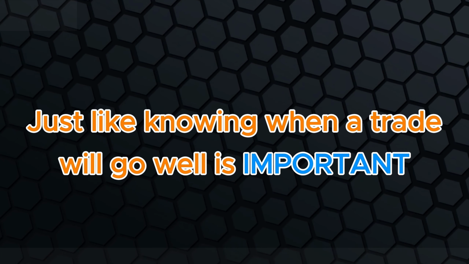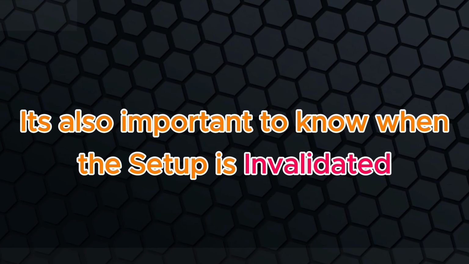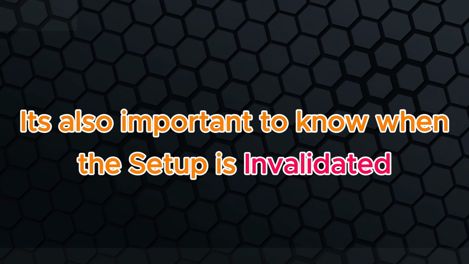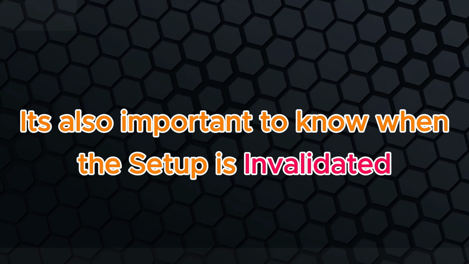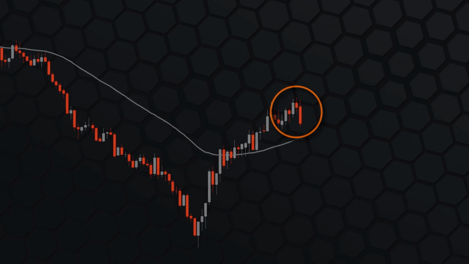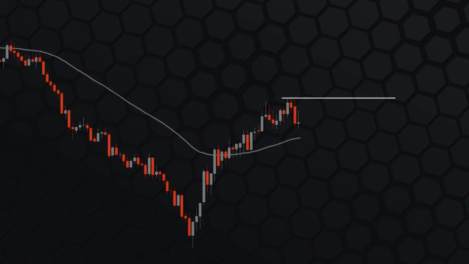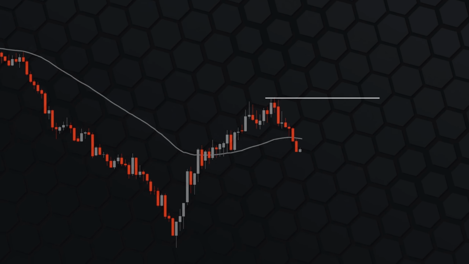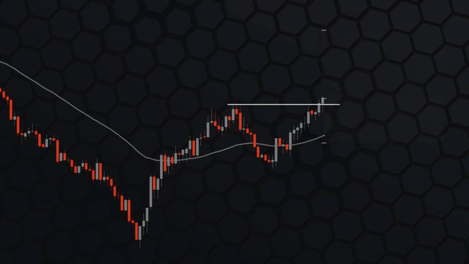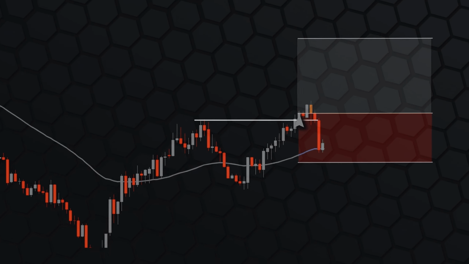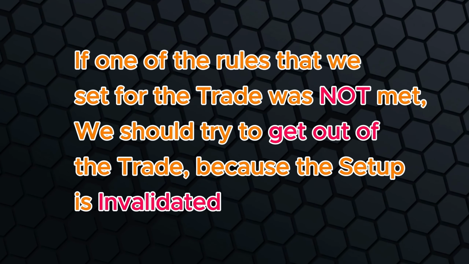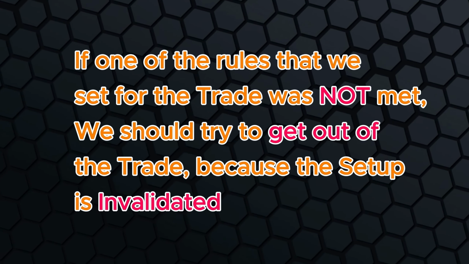Just like knowing when a trade will go well is important, it is also important to be able to recognize when you should cancel a trade when the setup gets invalidated. That's why I also want to show you this example. As you can see, the setup looked good at first. We were trading below the 50 EMA for a while. We then broke out and price reversed, so I drew a horizontal line at the swing high. But before we ever broke out of that horizontal line, the trade already got invalidated because the price went below the 50 EMA again. And if we were to continue with the trade and bought at the breakout anyways, the trade would have failed and the stop loss would get hit. So if one of the rules that we set for the trade was not met, we should try to get out of the trade because the setup was invalidated.